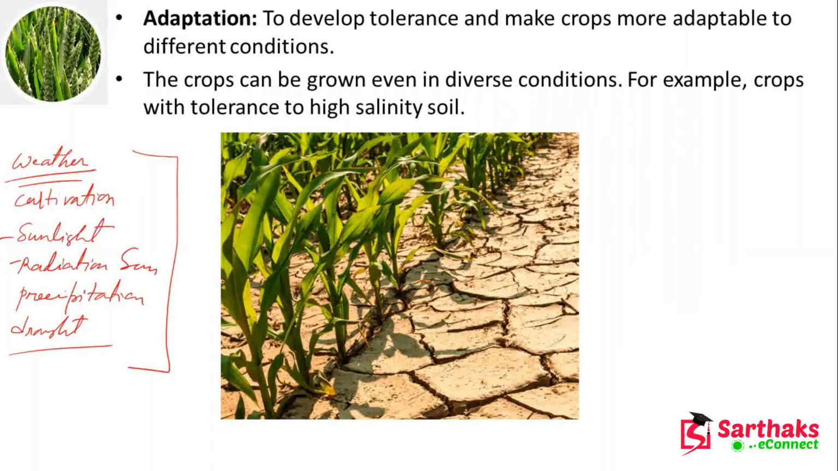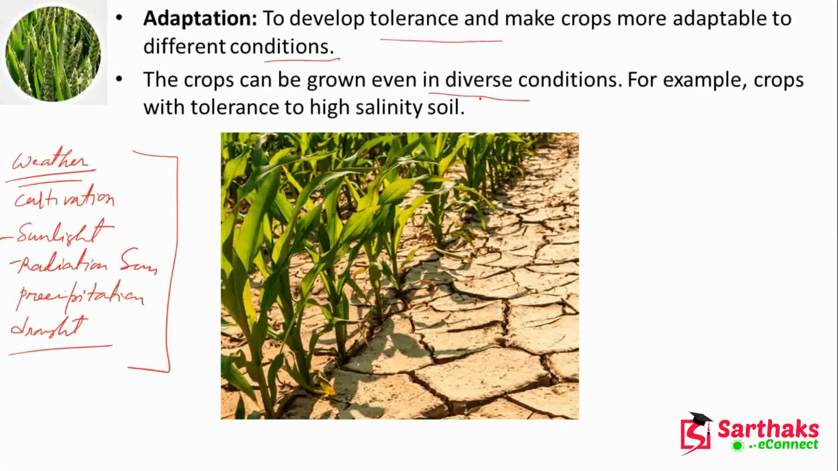That means to develop the tolerance and make the crop more adaptable to different conditions, we require the adaptation quality to be very high. So the crops can be grown even in diverse conditions. Like I have told you, suppose this year rainfall is low, but the previous year rainfall was so good that kharif crops were very good. But it is not like that this year. If rainfall is less, at that time the kharif crops will be very less.